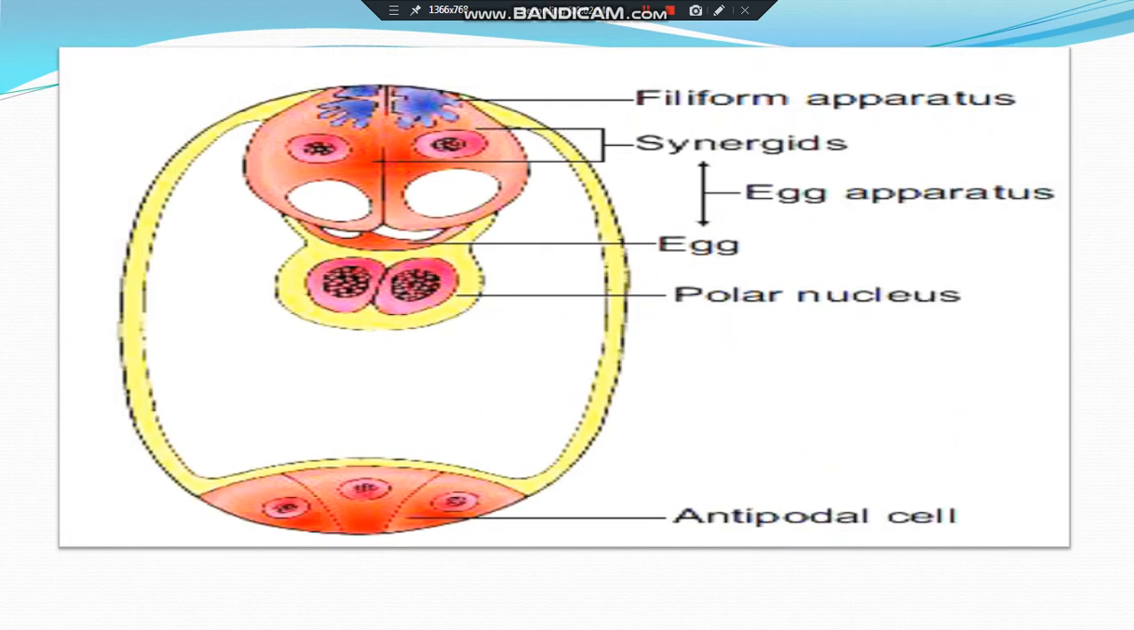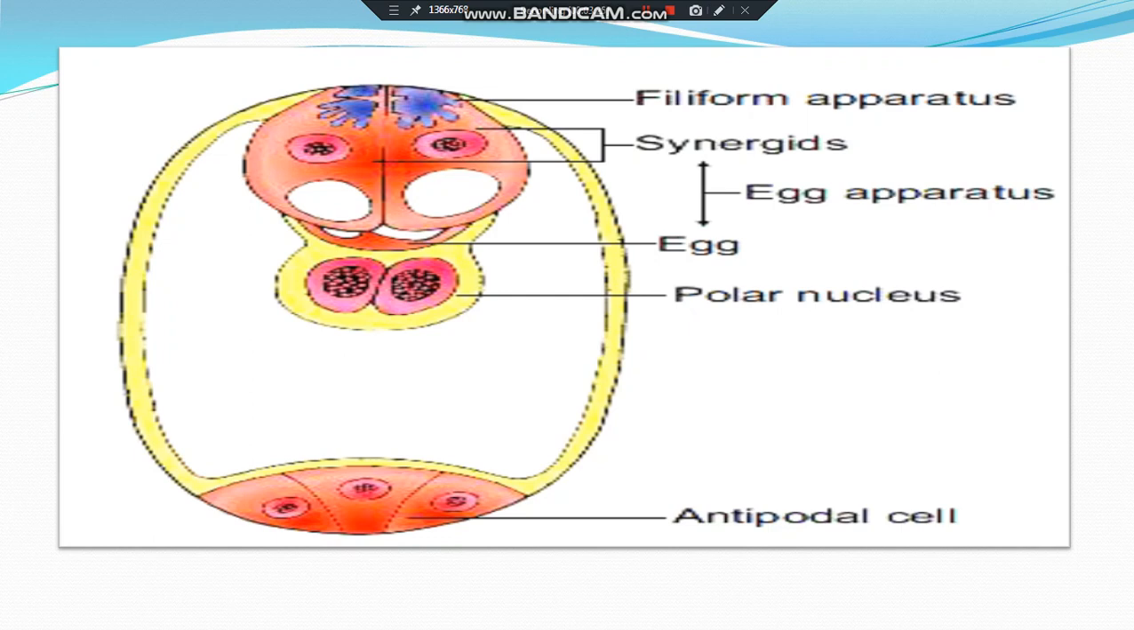Okay, let's now discuss the structure of embryo sac. This is the structure of embryo sac. The embryo sac contains 8 cells, and 3 cells at one end. The upper end 3 cells are called antipodal cells, and the lower end 3 cells are called egg apparatus. The egg apparatus consists of 2 cells called synergids, and 1 cell called egg.